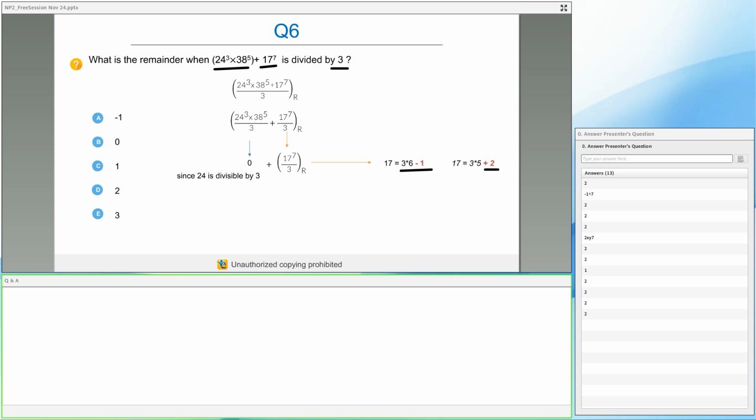So instead of 3, if you had 7, and I had got 3 into 5 plus 6, okay, 6 is 1 less than 7, then that would have been a clear indication that I can write this as 7 into something minus 1. Just telling you this is one way to do it. Now, either of these cases is fine. Even if you take 2, it will be okay. You can take minus 1 also.